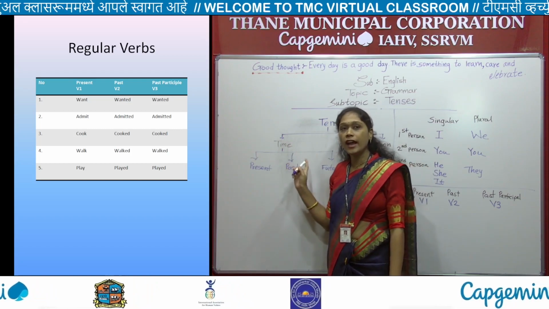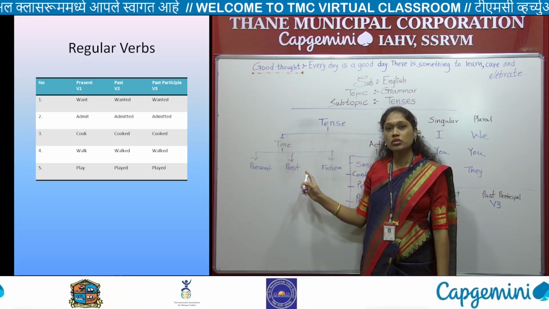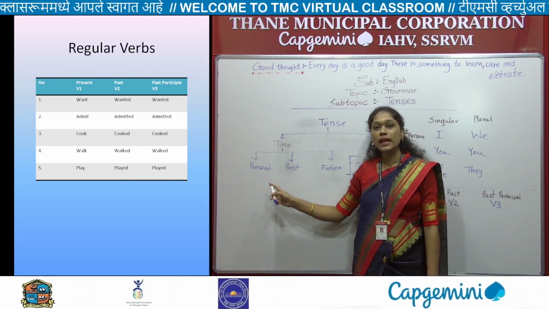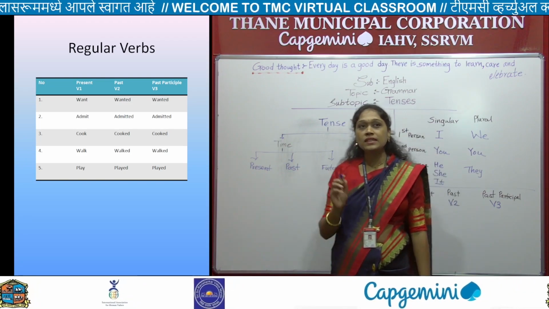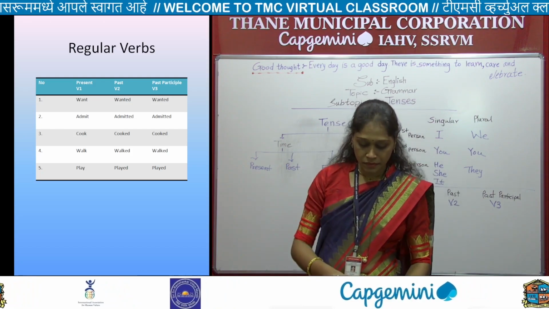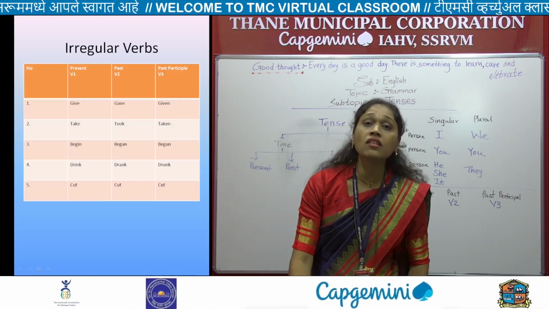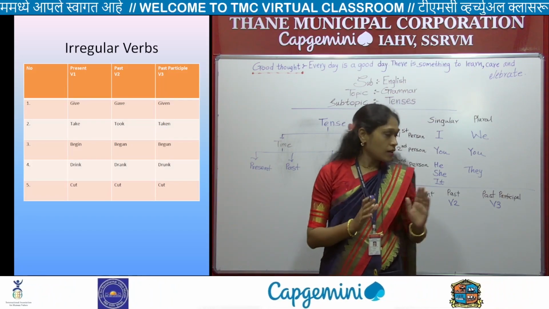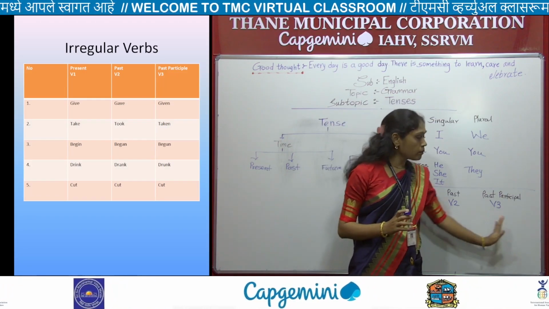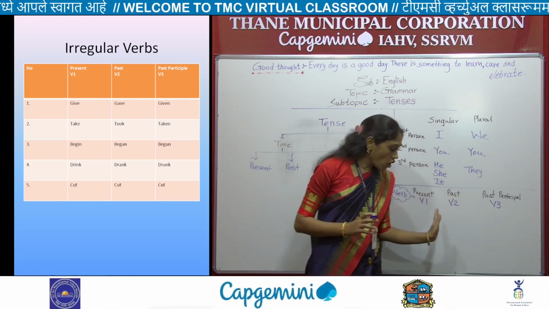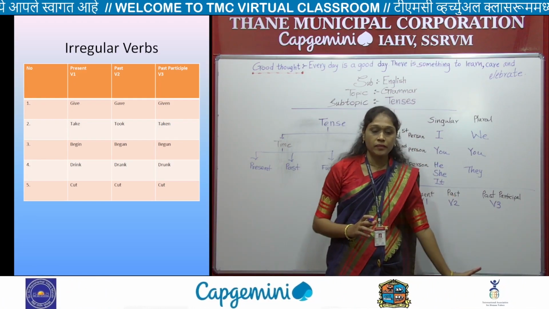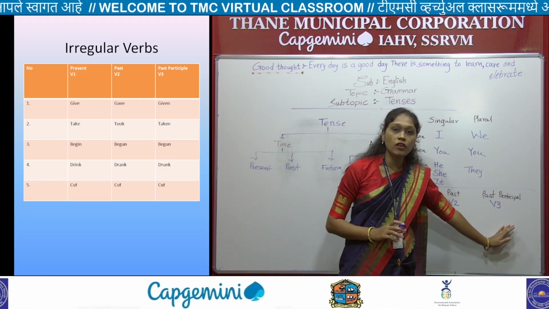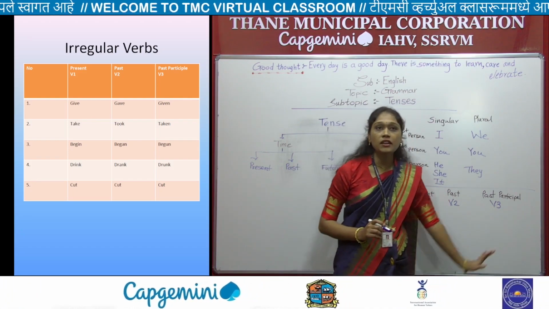Admit, admitted, admitted. Cook, cooked, cooked. Walk, walked, walked. Play, played, played. These are regular verbs. And what is the irregular verb? Means present form, past form and past participle, all forms are different. That time we say these are irregular verbs because all forms are different.